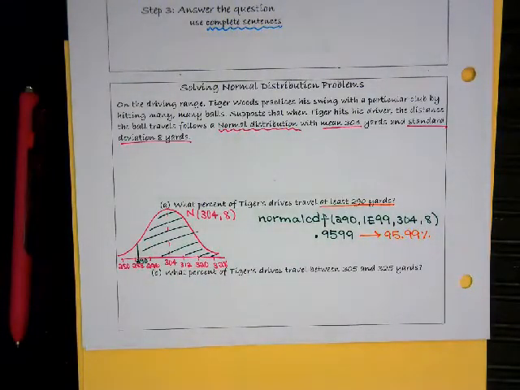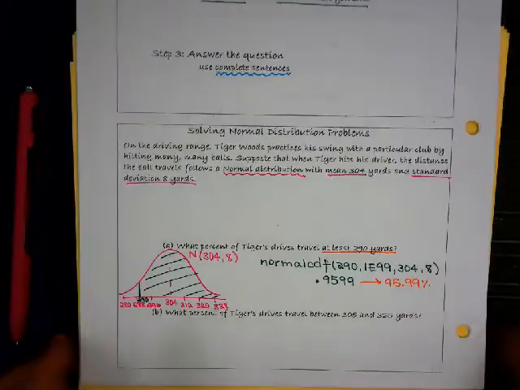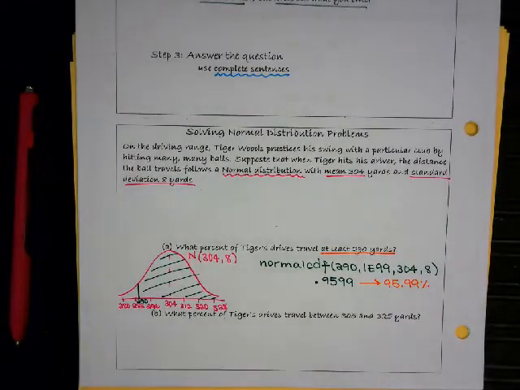Wait, how do you know when it's like normal CDF and then the other one? So if it gives you the area under the curve, or it tells you a proportion of observations or a percent of observations, then you're working with inverse norm. If it asks you to find the percent or the proportion, then you want to use normal CDF. So just percentages you use? Or if it says proportion. Or what's the area? There's 3 ways they could ask it.